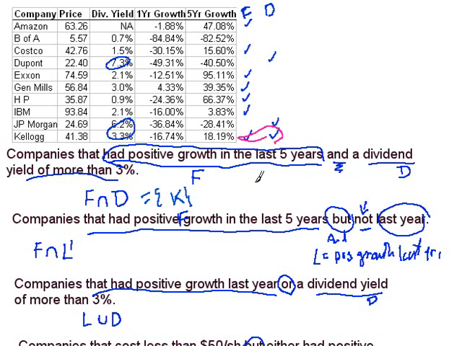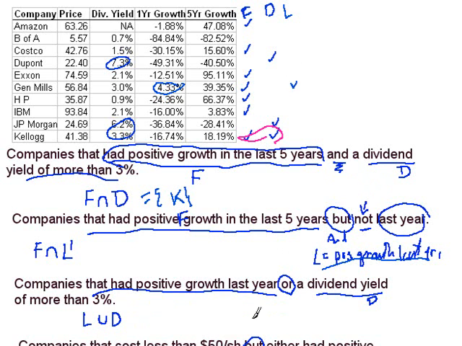All right, let's look at the second property. It's F intersect the complement of L. Well, we already have identified F, so let's take a look at a column for L. L consists of companies that had positive growth last year. So that means this number should be positive, and there is one there. So we can put one check mark in the L column.